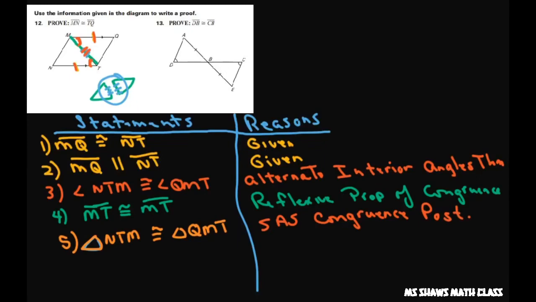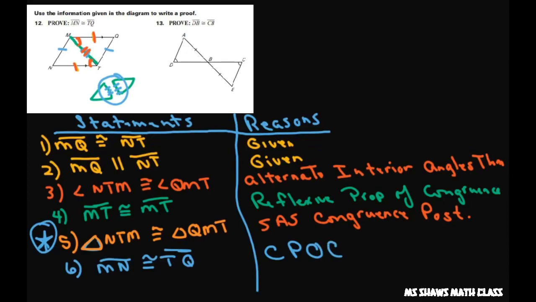And then finally, because the triangles right here are congruent, and we want to prove that MN is congruent to QT, since the triangles are congruent, that means the corresponding, so let me just write that, MN is congruent to TQ, because the corresponding parts of congruent triangles are congruent. And that's what you write, just like that.